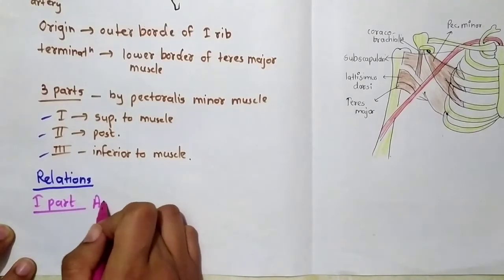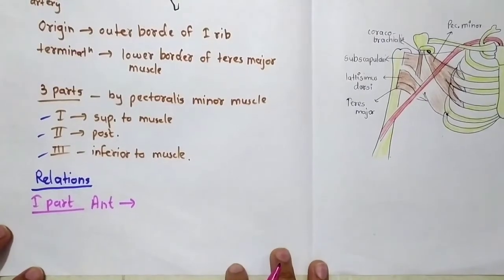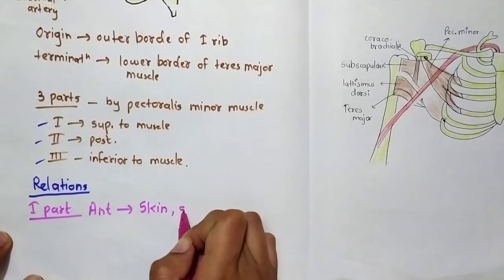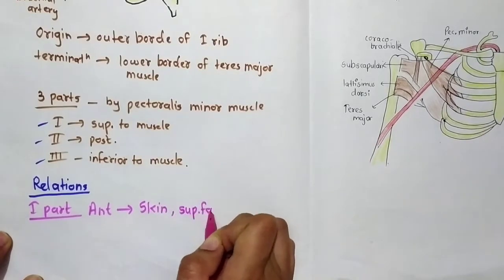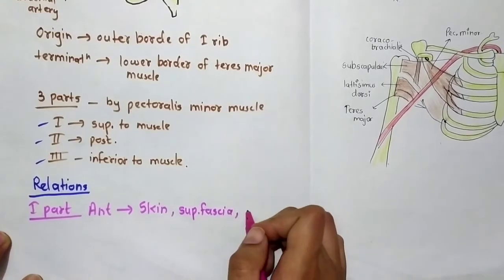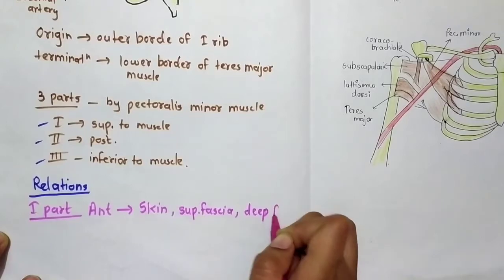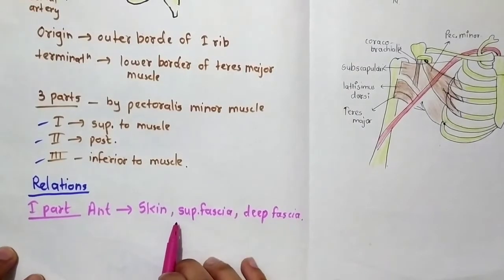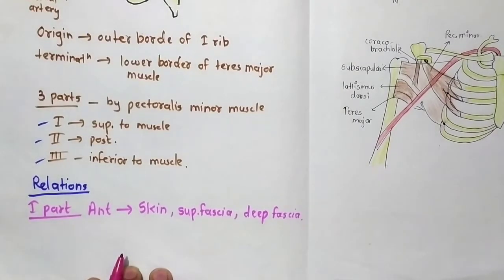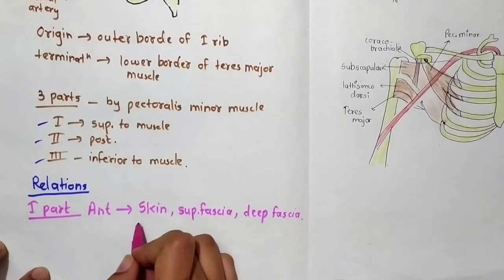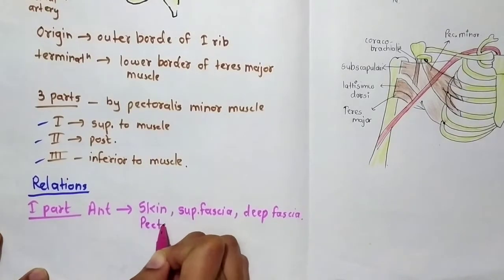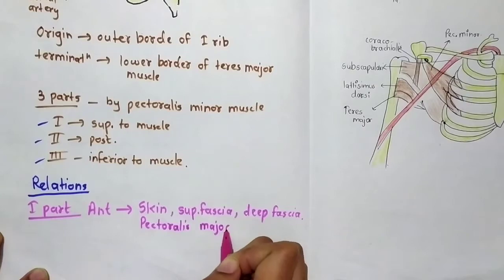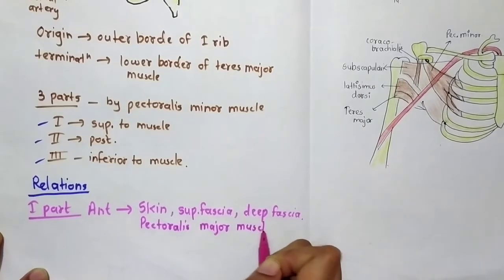So in the anterior relation there is skin, superficial fascia and deep fascia. Fascia is the outer covering of muscles. So this is the sequence: skin, superficial fascia, deep fascia. Then there is the pectoralis major muscle also.